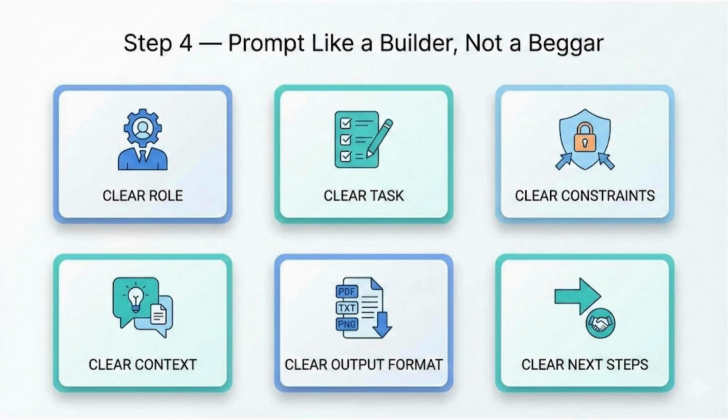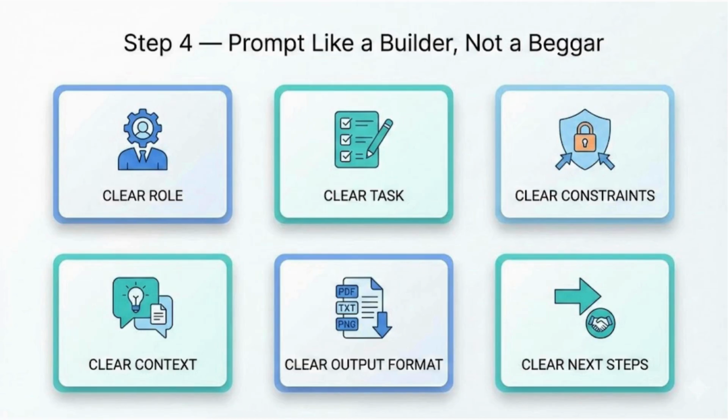Number 5 is a clear output format. If you want steps, ask for steps. If you want code, ask for code. Never let the AI decide the format for you. You tell it exactly how the answer should show up. Last but not least, having clear steps. End your prompt with direction. After this, I will give you the workflow to build. Or, next, I want you to generate the UI components. This keeps the conversation structured, not scattered.